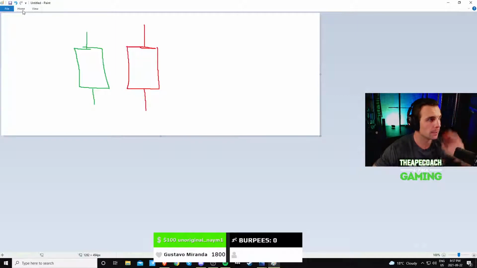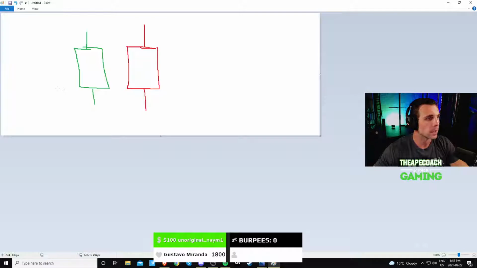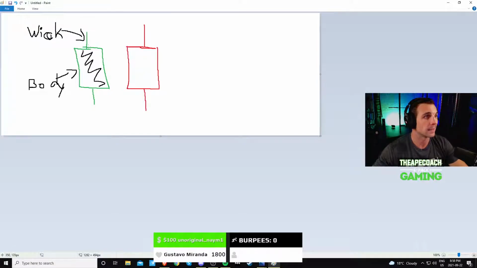Now there's a couple important things to note about these candles. Okay, so what you have here, this whole portion in the middle here, this is called the body. And then this is the wick. Okay, just like a candlestick, right? Just like a regular candle. So you have the body and the wick. Now, why are these important? We will go over that.